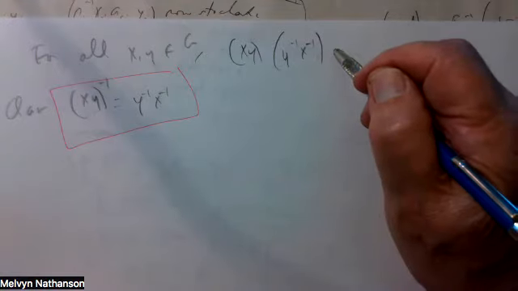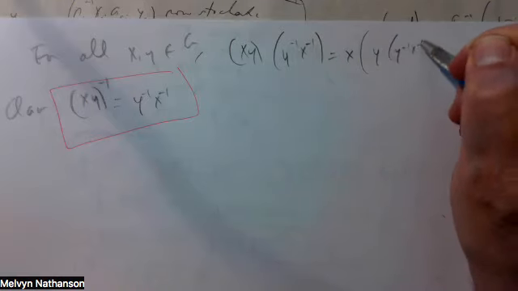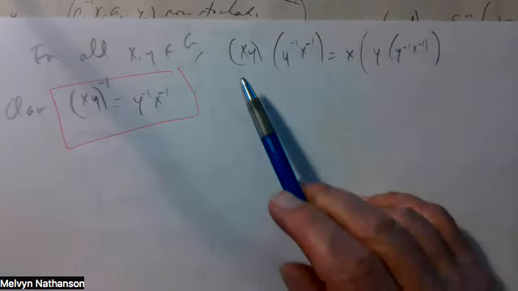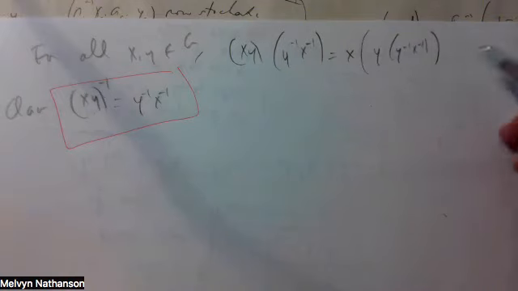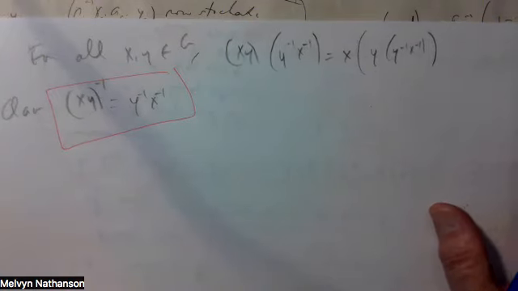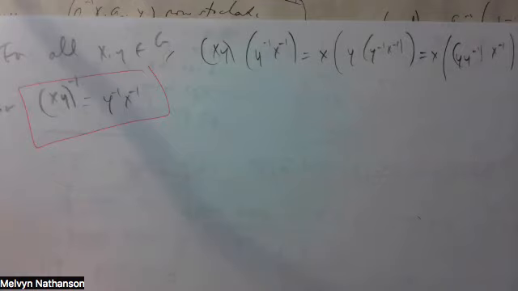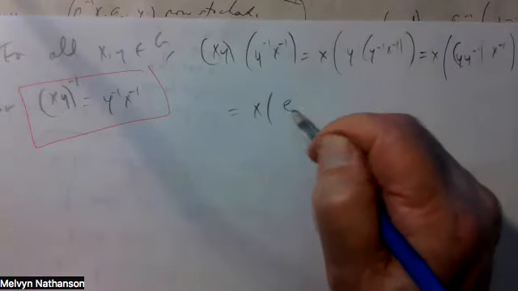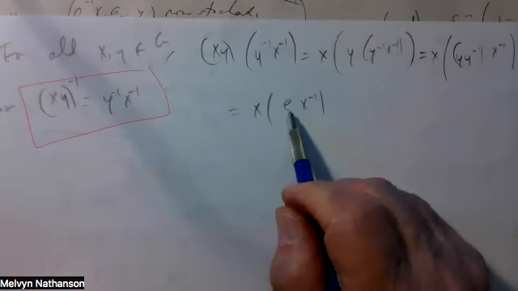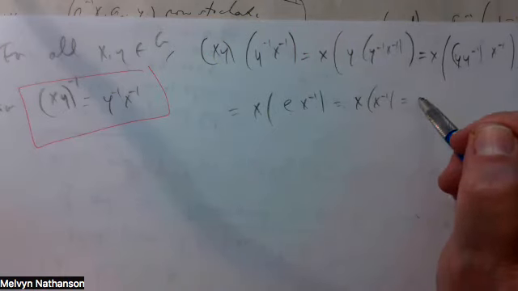Well, by associativity, this is x times y y inverse x inverse, that is x times y times this times this. And if I apply associativity again, this is x times y y inverse times x inverse. And y times y inverse is just the identity. And the identity times anything is just the anything. And x times x inverse is the identity.